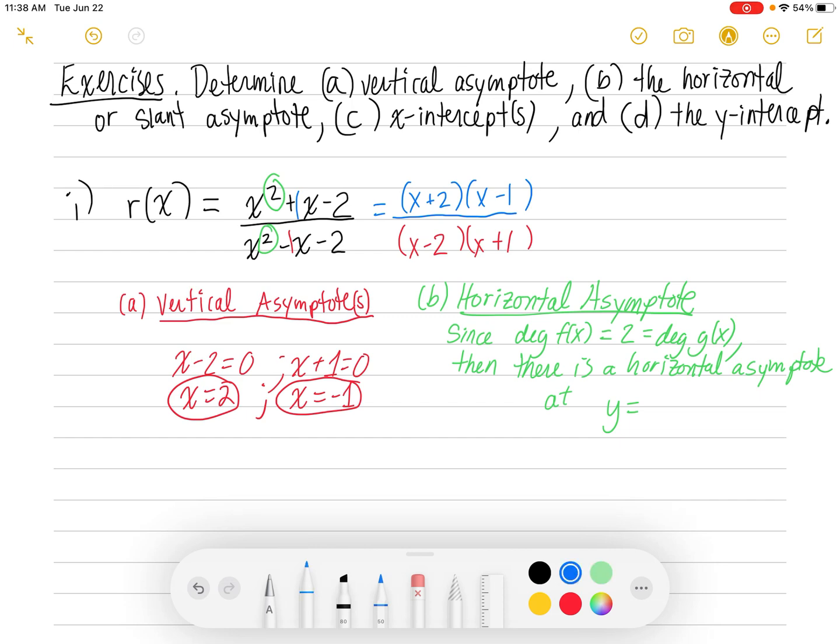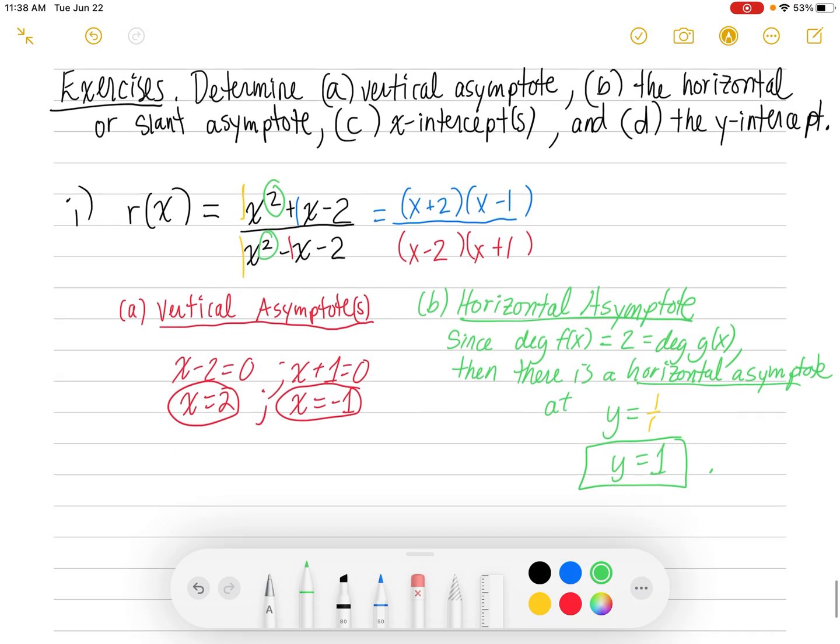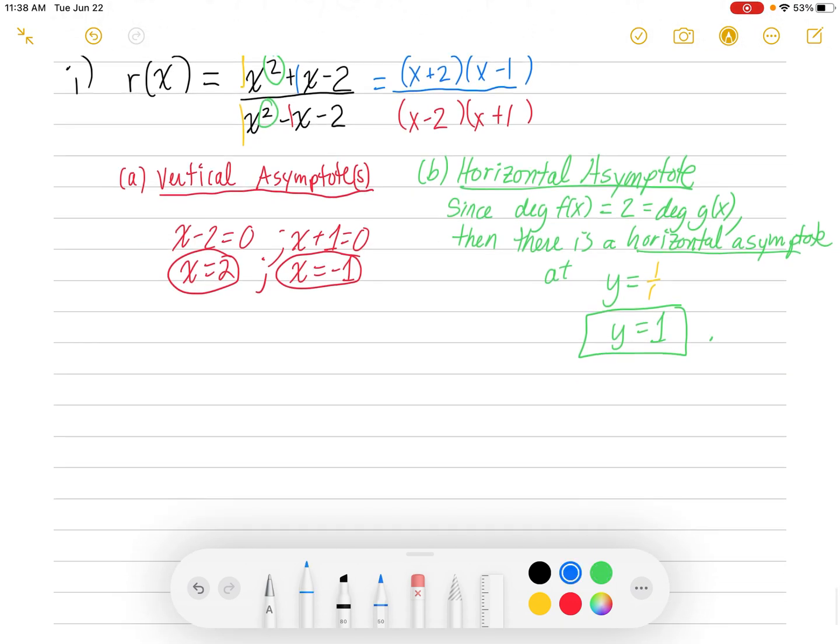Where at y equals, so remember when they have the same degree on top and bottom, you're going to take the leading coefficients. So I'm going to take a leading coefficient of 1, a leading coefficient of 1, and take their ratio. So 1 over 1. So y equals, what's 1 over 1? 1 over 1 is 1. So there's a horizontal asymptote at y equals 1.